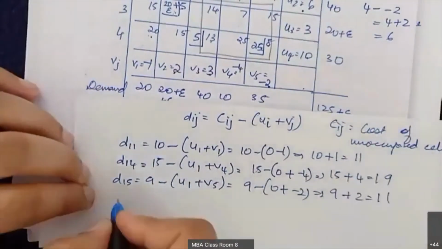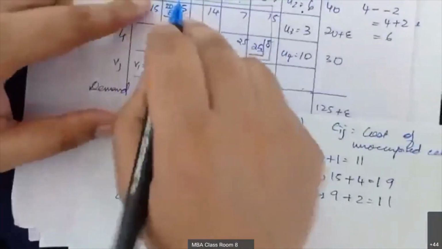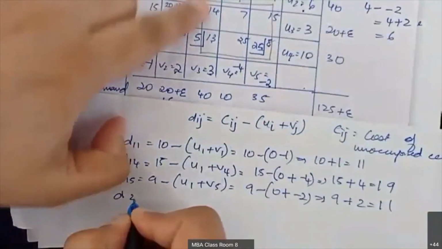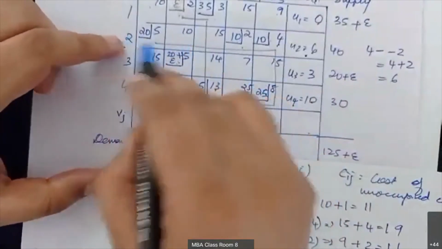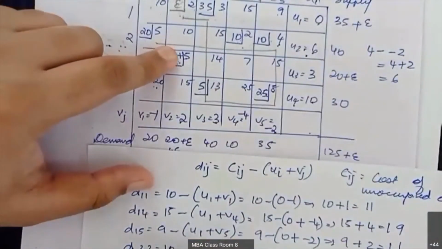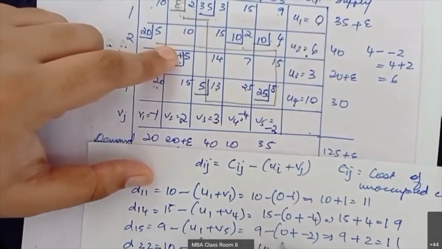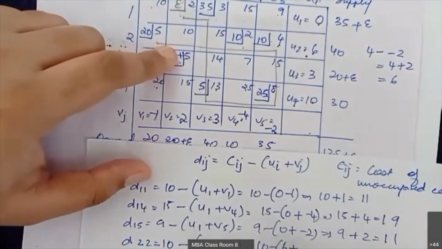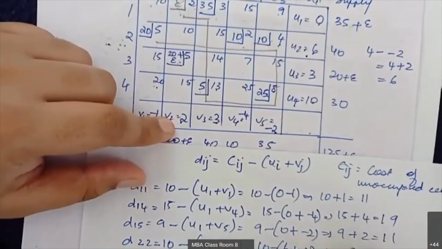The first row is over, the second row. Can you see, this cell is empty, so D22. What is the value? The cost there is 10 minus U2 plus V2. 10 minus, what is the U2 value? 6, plus what is the V2 value? 2. So 10 minus 8, that is 2.